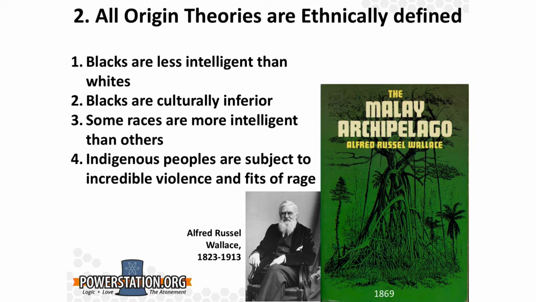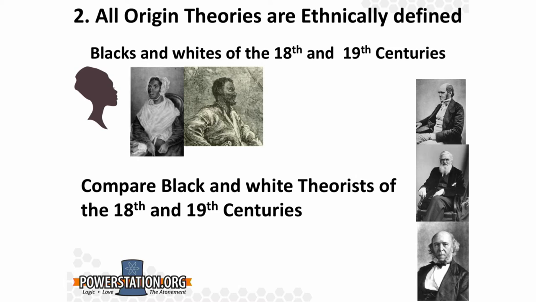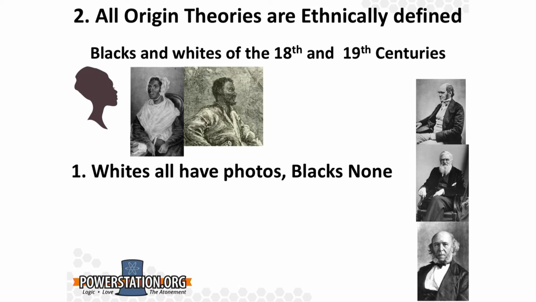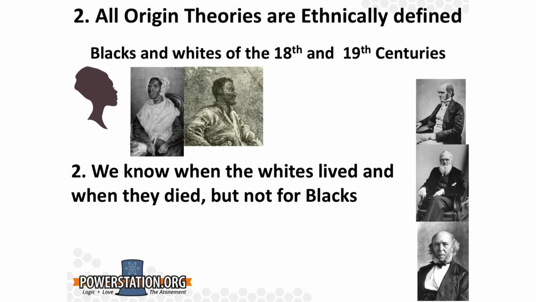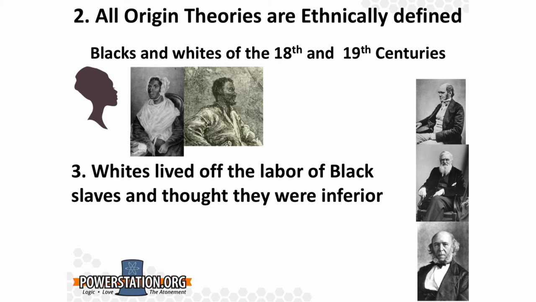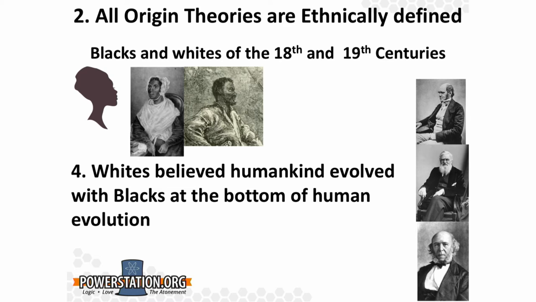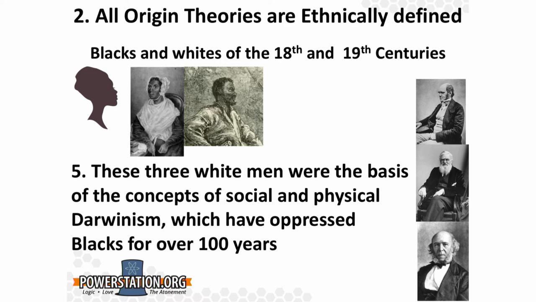Let's compare black and white theorists of the 18th and 19th century. Let's take a look at them. All the whites have photos. The blacks have none. We know when the whites lived and when they died, but not for blacks. Only God knows. Whites lived off the labor of black slaves, and they thought that they were inferior. Whites believed humankind evolved with blacks at the bottom of human evolution. These three white men formed the basis for the concepts of social and physical Darwinism, which have oppressed blacks and peoples of color for over 100 years.